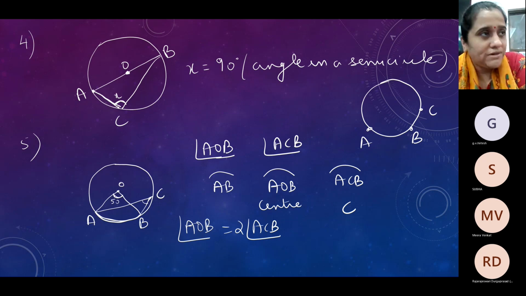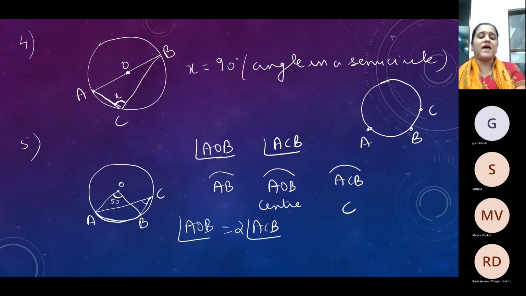So the arc is AB, center of the circle O. C is a point on the circumference of the circle, not on the arc AB, on the remaining part of the circle. Now the theorem goes like this. The angle subtended by an arc at the center is double the angle subtended by the same arc at any point on the remaining part of the circle. So the relationship is angle AOB is equal to twice angle ACB, 9th standard.